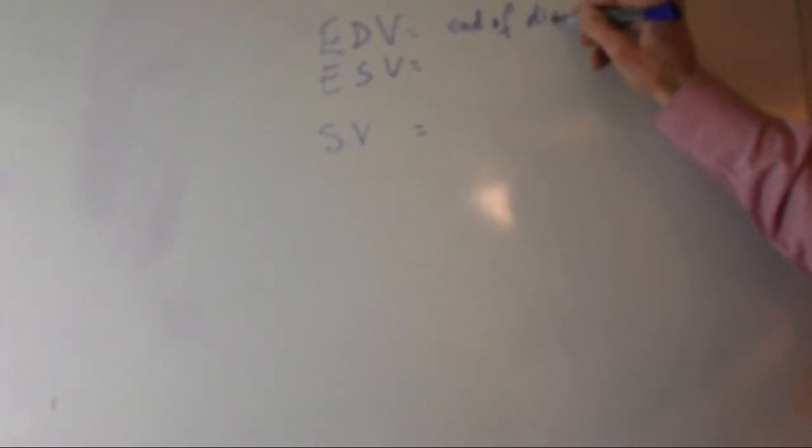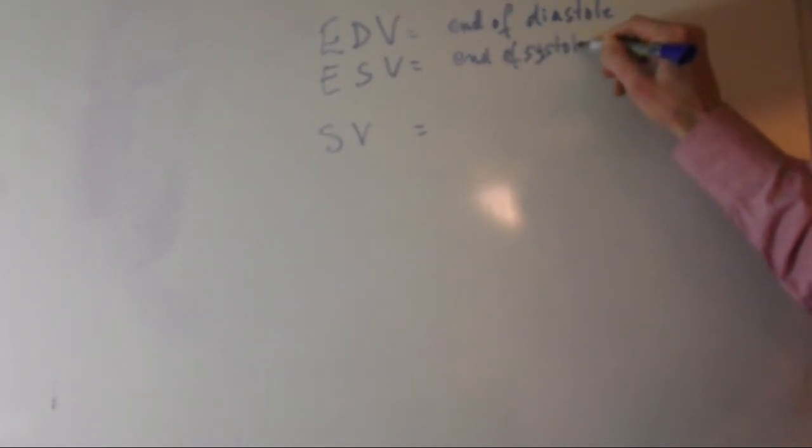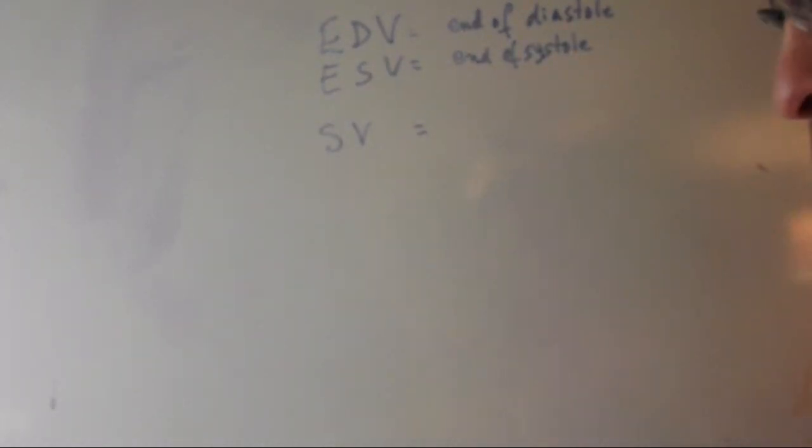Okay, time for some definitions. End diastolic volume, end systolic volume, and stroke volume. The end diastolic volume is the volume of blood in the ventricles at the end of diastole. And end systolic volume is the amount of blood in the ventricle at the end of systole, or after the ejection of blood out of the ventricle.